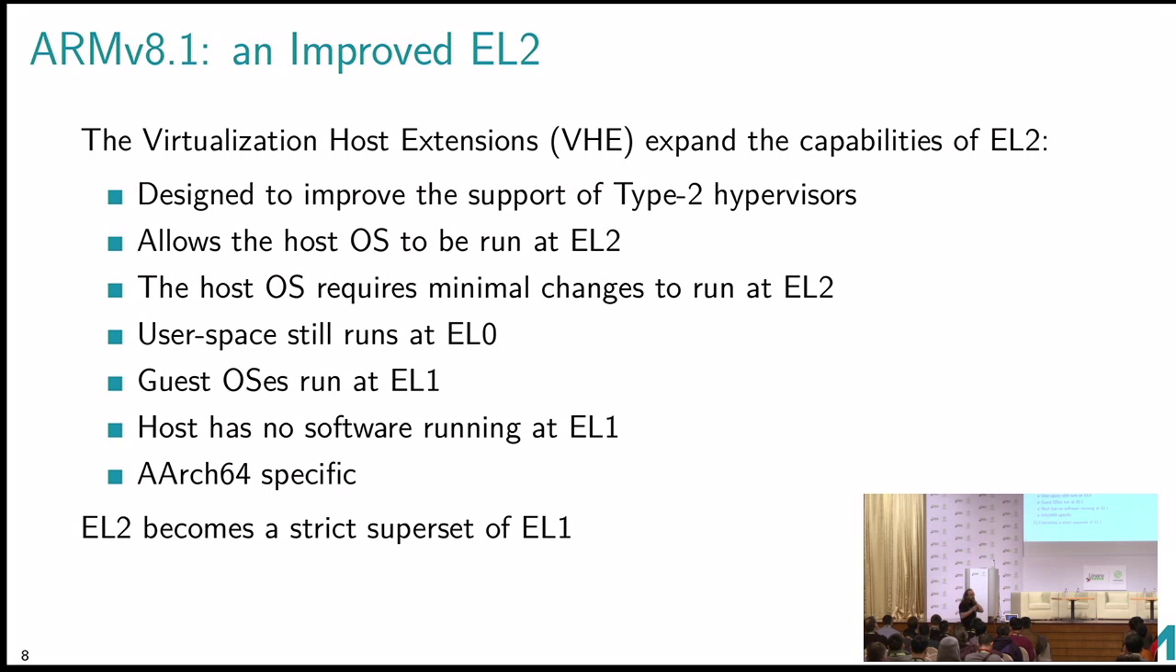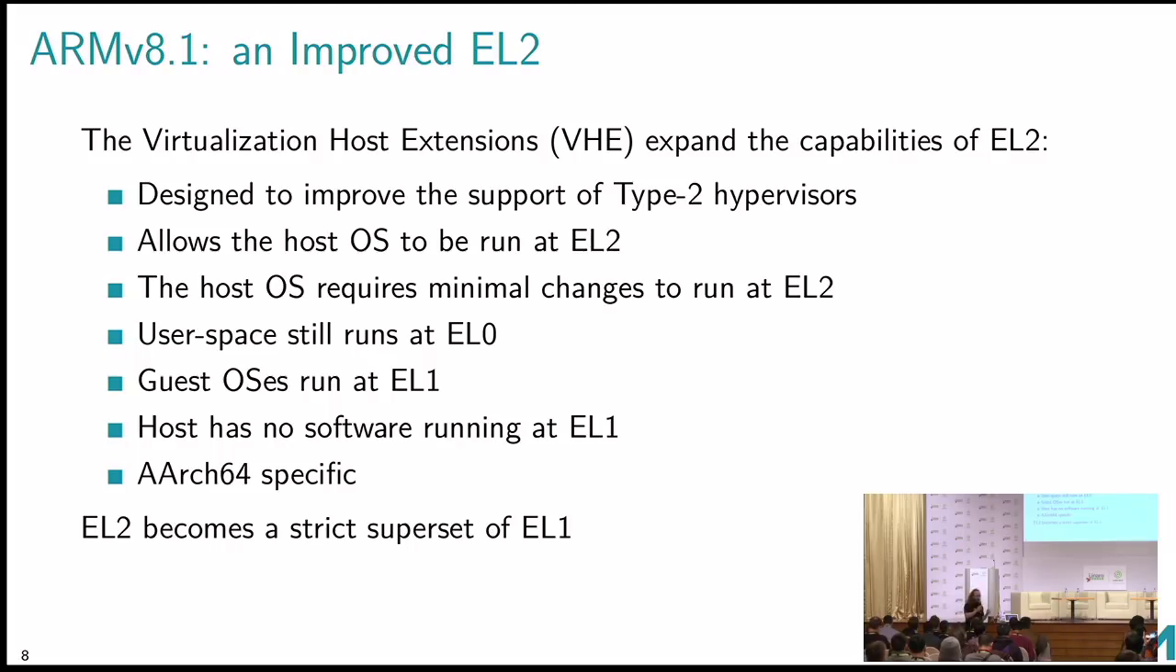So what do we get? We get an improved EL2. This new EL2 is designed, as I said, to improve the support of type 2 hypervisors. It allows the host OS to run at EL2. So when I said earlier that we only have this one TTBR0_EL2, which prevents us, among other things, from running Linux at EL2, that restriction is removed. So the host OS requires very minimal changes to run at EL2.